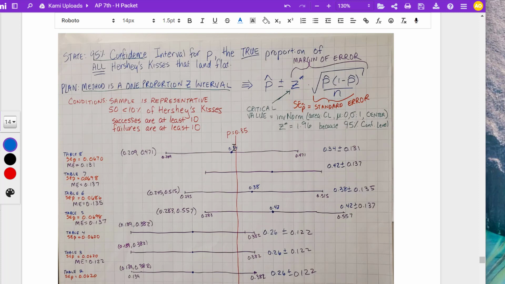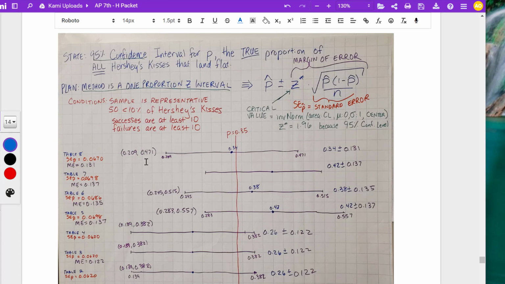And so we started with our point value for the confidence interval. Then we go up and down by the standard error. Here we go up and down by 0.131. So I can rewrite this interval as 0.34 plus or minus 0.131. Or I can just go ahead and find the lower bound and the upper bound and write it in this format right here. So there are multiple ways to write your intervals, either in this format or this format over here.